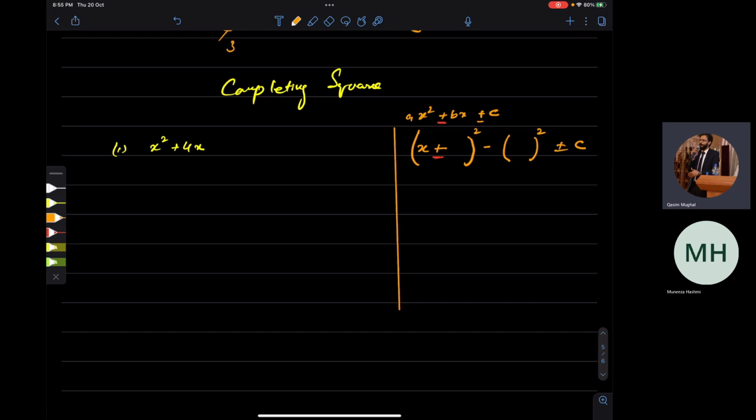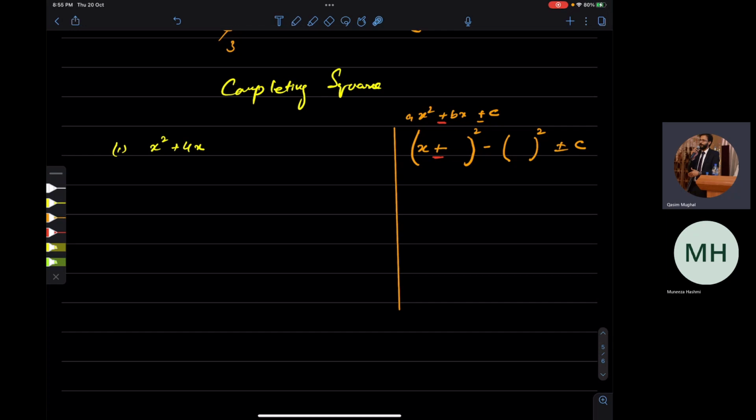So that's the basic standard formula, like a shortcut method to do that. And before doing this, the important thing is that the coefficient of x squared should be 1. If it's not 1, then you will take whatever the coefficient of x squared is, and take that common from the entire expression.